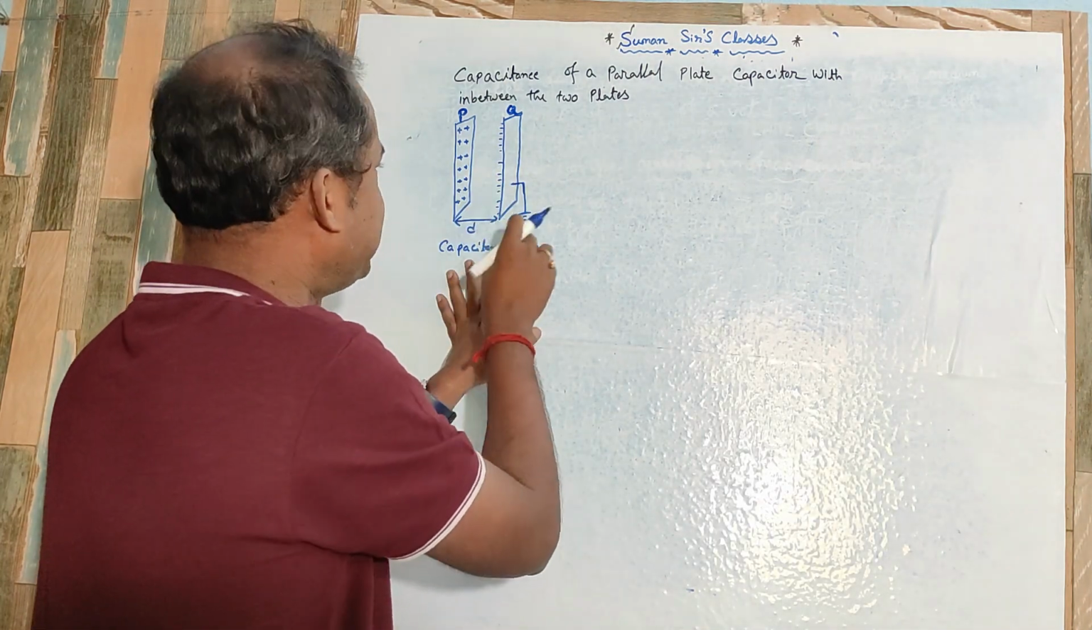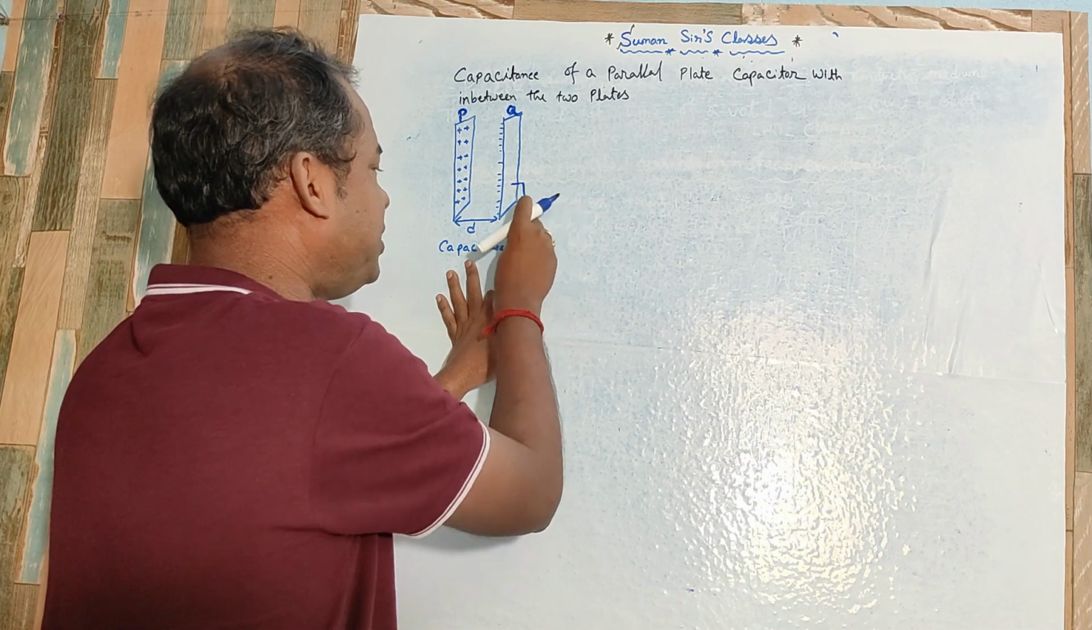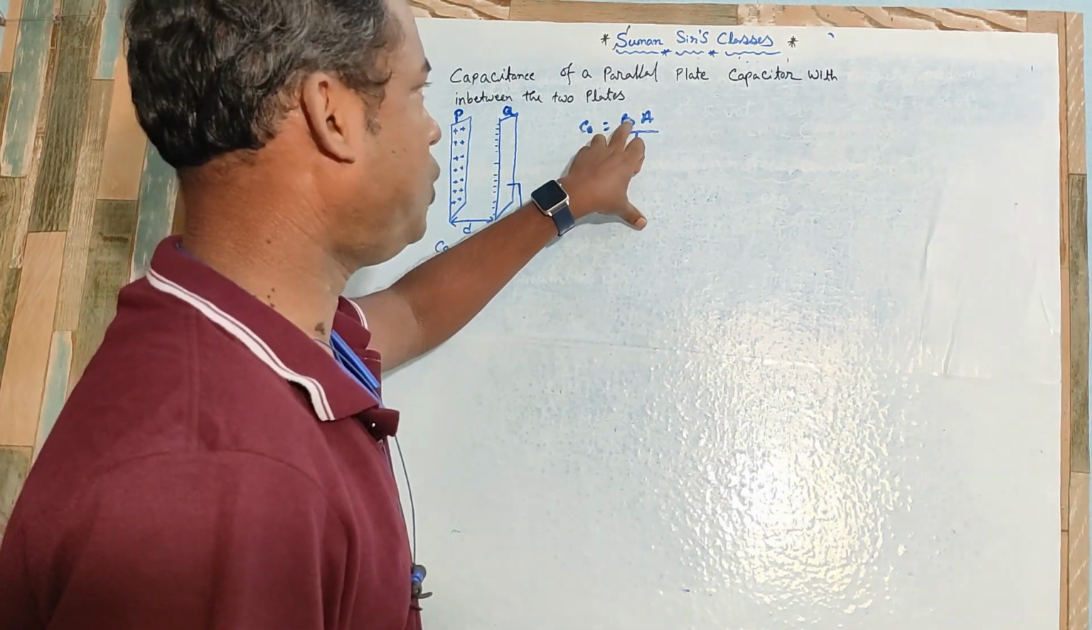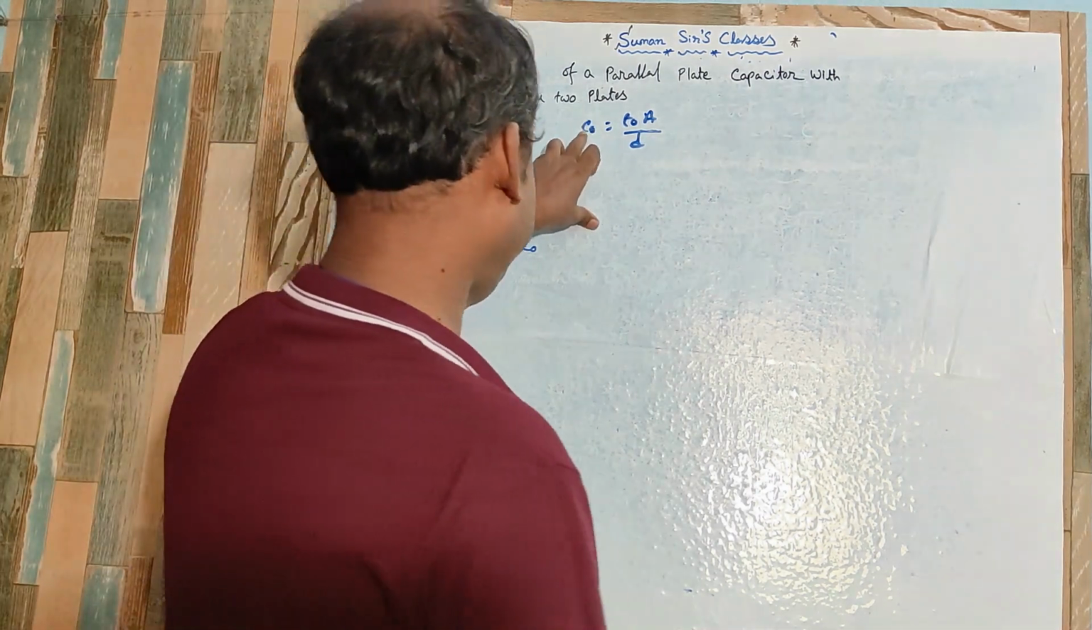Okay, so last day we discussed that. This one is the capacitance C naught in this case. So C0 equals epsilon naught into A by D. This one is the value of C naught.